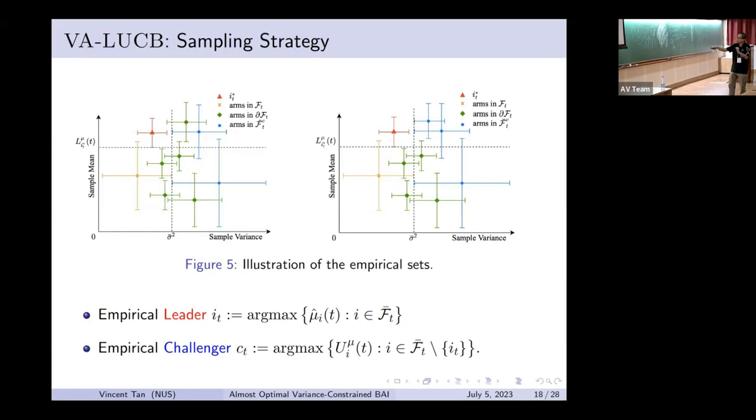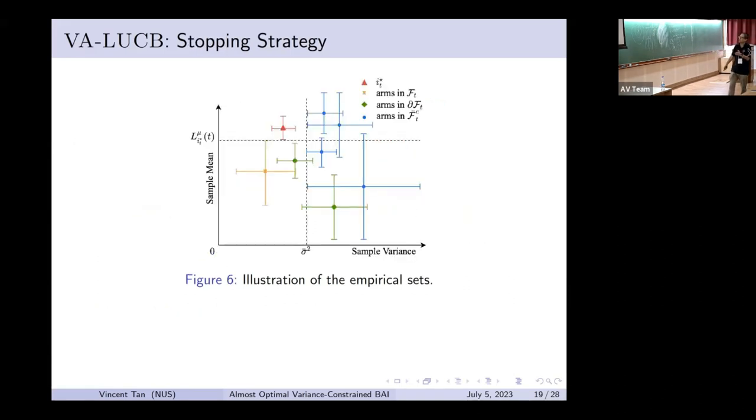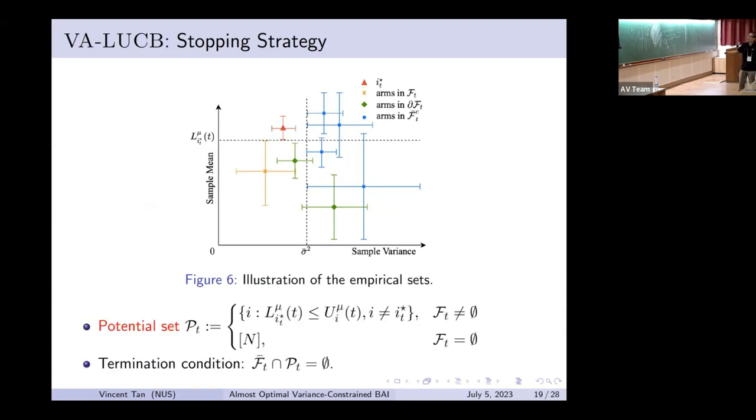Okay, so this is how we proceed. We basically choose an empirical leader and an empirical challenger at each point in time. Now, when do we stop? We stop when there are no more challengers, and when there are no more challengers, there is no one to challenge the best arm.